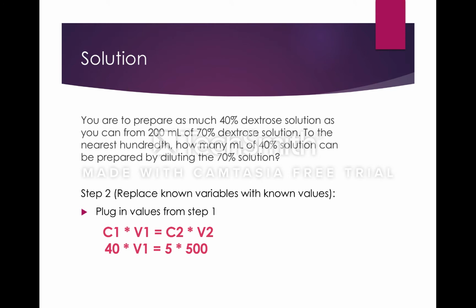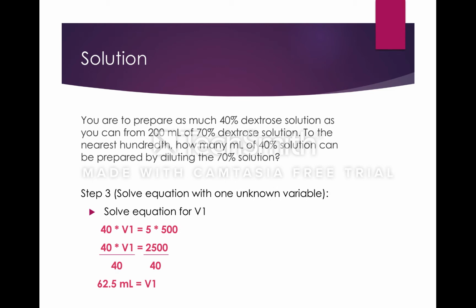Step 2, replacing those known variables with known values. We put 40 in for C1. We left V1 how it was because we don't know that value. 5 in for C2 and 500 in for V2. Now we need to solve this equation for our unknown variable V1. Multiplying 5 times 500 gives us 2,500. Divide both sides by 40 to isolate the variable. And then we ultimately get 62.5 milliliters for our V1 value.